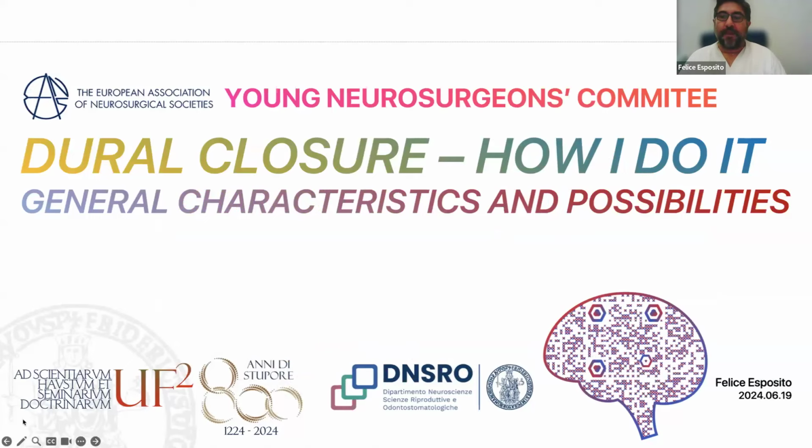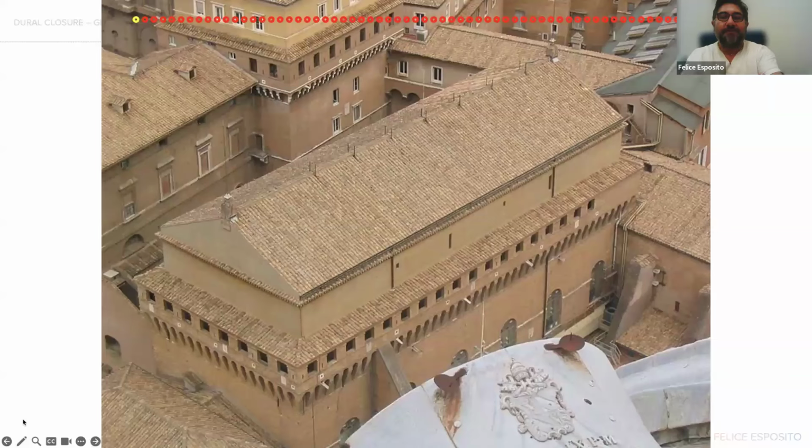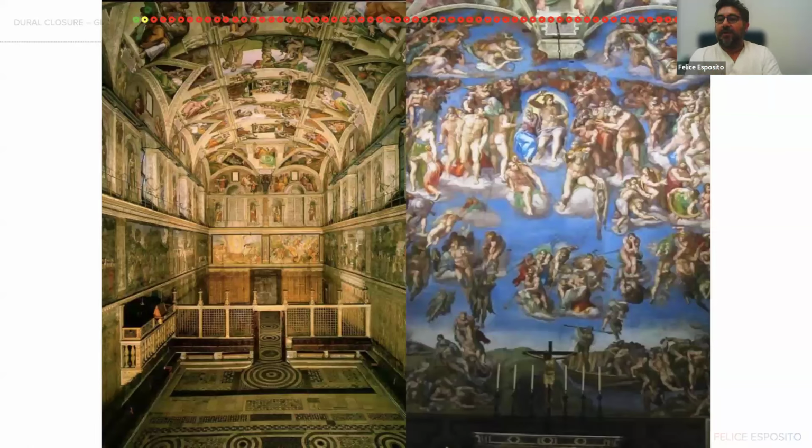And just to break the ice and start with the general themes, I hope I will not be too general and too basic, but I wish to break the ice with this joke, I would say. I don't know how many of us will recognize this building. I don't think too many, but I guess now more people will recognize the Sistine Chapel in Rome. It's the ceiling and one of the walls of the Sistine Chapel painted by Michelangelo.